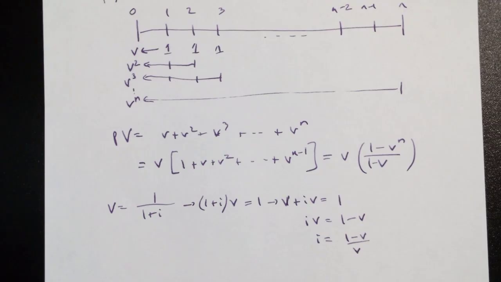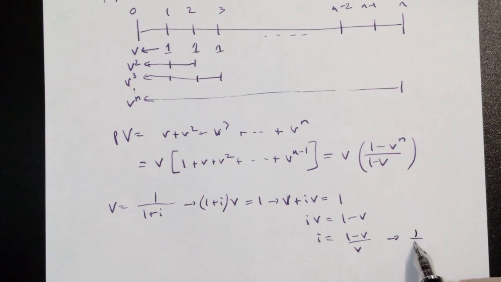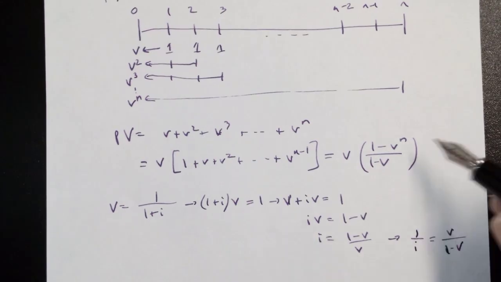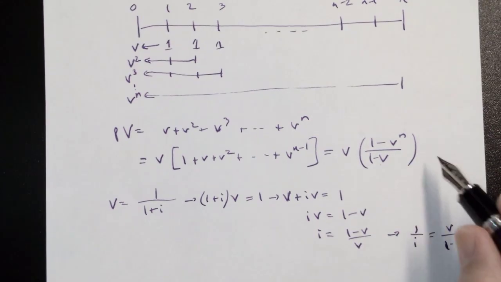It's okay, thank you. So now that I have this version of valuation, notice that I have right here v and 1 over v. That means that 1 over i is v over 1 minus v, which means this really is an i on the bottom.